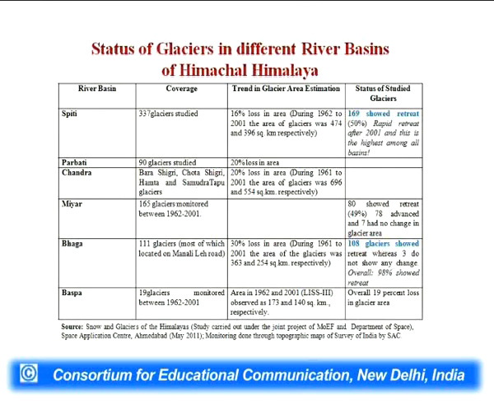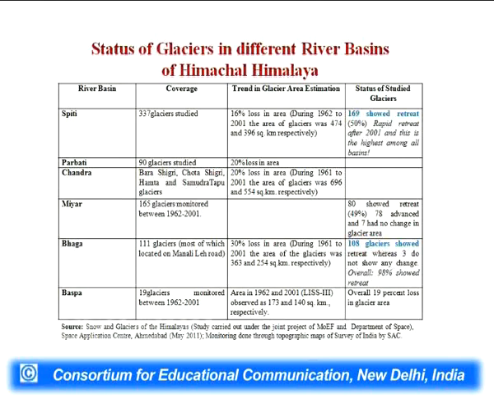For the Chandra basin, where the Barasingri, Chota Singri, Hamta and Samudra Tapu glaciers are, a 20% reduction in area has been noticed during 1969 to 2001. And for the Miar basin, there is one exceptional trend shown here: 165 glaciers were monitored between 1962 and 2011, where 80 showed retreat, which is 49%, but 78 have shown an advancing trend.